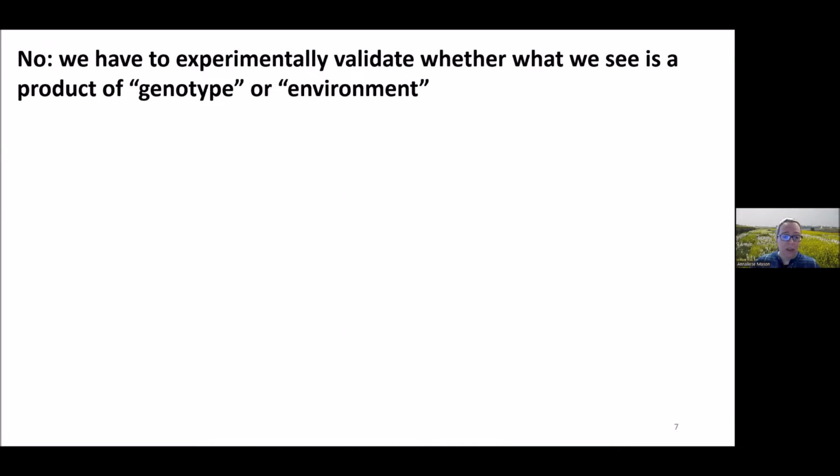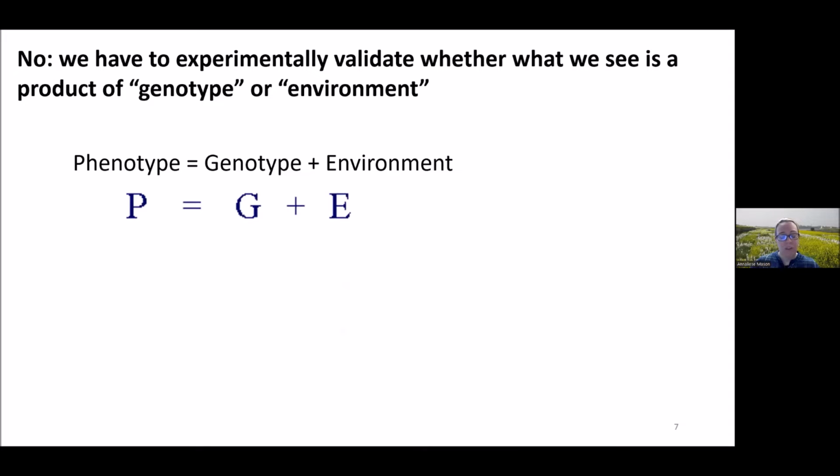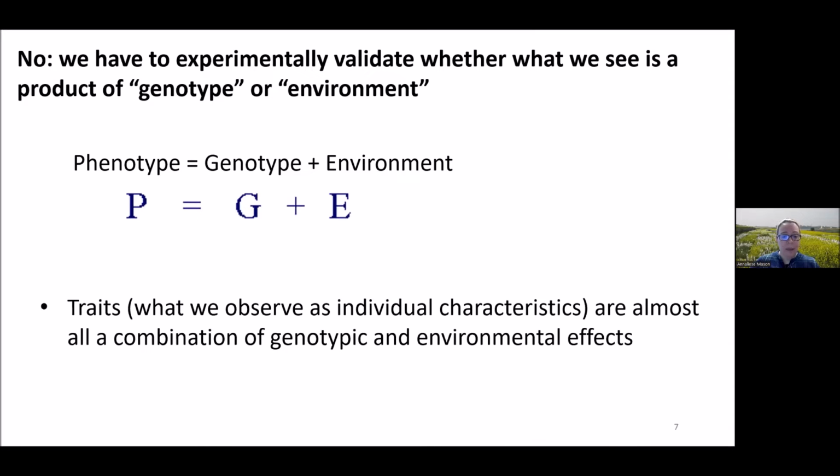And this brings us to a very classic and very simple equation, which is that the phenotype, which is what we see, so the characteristics of an individual, is always a product of the genotype, so the underlying genetic factors, which are heritable, passed from parents to progeny, and the environment, so the influences of the surrounding conditions. So traits, what we observe as individual characteristics, are almost all a combination of genetic and environmental effects. So there's very few traits that are entirely environmentally determined or entirely determined by genotype.